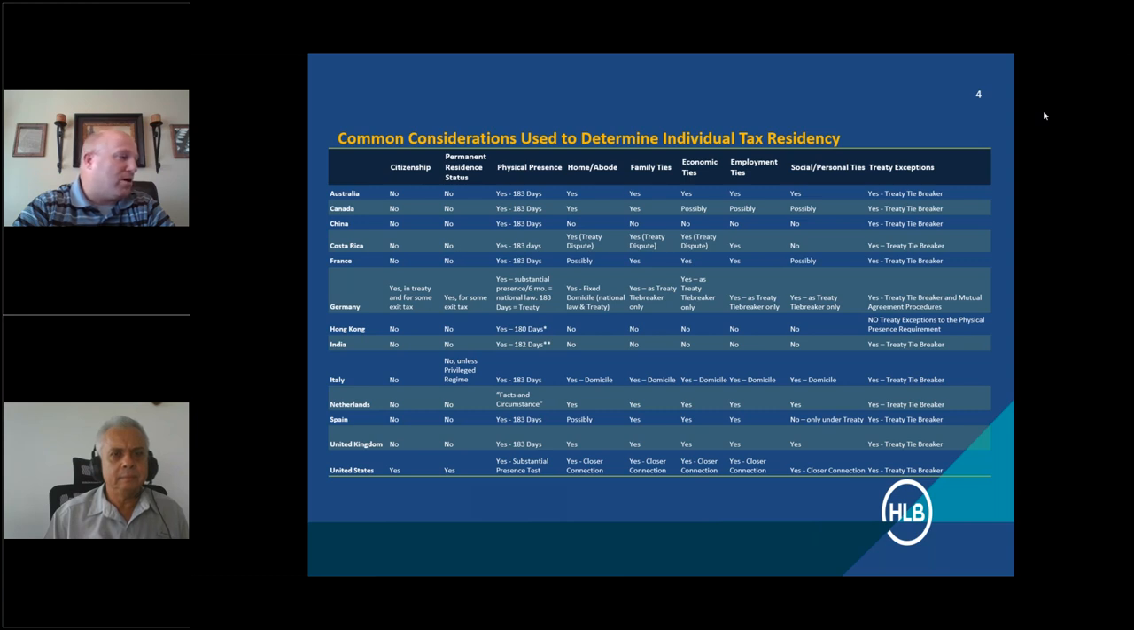I'll let Marielle talk about this, but you can see where most of the other countries do factor in a physical presence. But you can see that in the Netherlands, all of the home and abode and all these other facts and circumstances really do factor in, unlike a lot of the other countries. So it's really interesting how each country is so different. I don't know if you guys have any other observations on that.